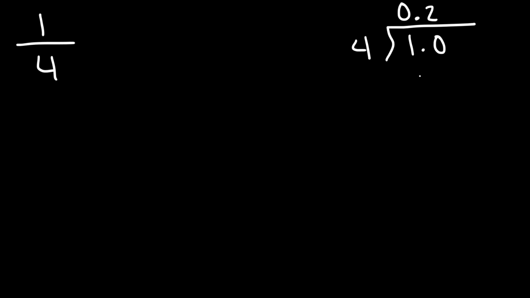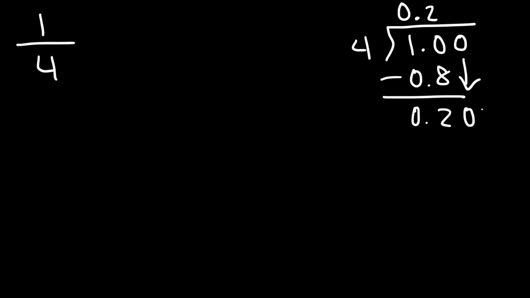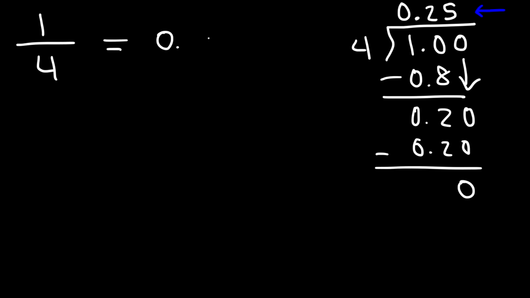4 times 2 is 8, so 4 times 0.2 is 0.8. And 10 minus 8 is 2, so 1 minus 0.8 is 0.2. Now we need to add another 0, because 4 doesn't go into 2. Now how many times does 4 go into 20? 4 goes into 20 5 times. So once you get the remainder of 0, then what you have on top is your answer. So 1/4 is equivalent to 0.25 as a decimal.